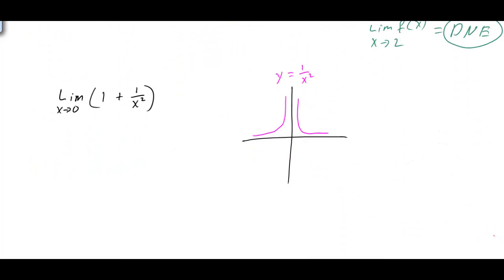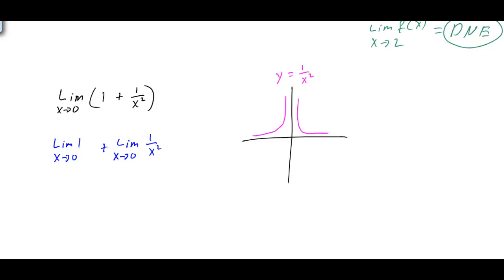All right, one last example here. If we look at the limit of 1 plus 1 over x squared, there are some properties with limits. We can actually split this up into calculating the limit of 1 as x approaches 0 plus the limit of 1 over x squared as x approaches 0.